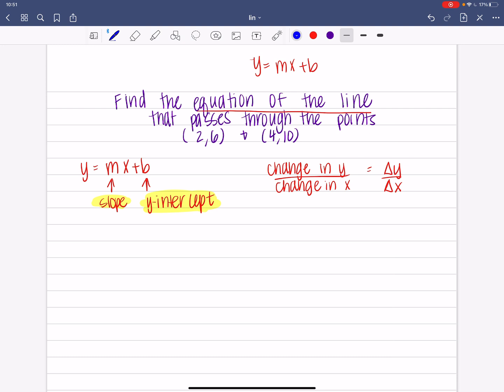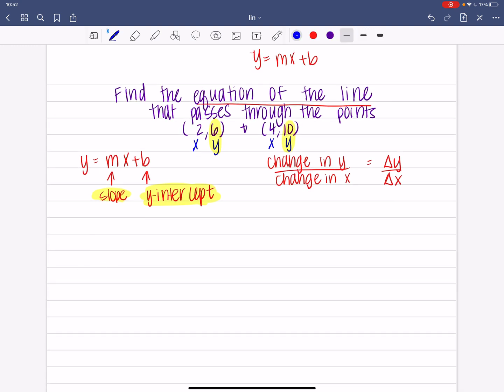What I always do is label x, y, x, y, just so I know what number belongs with what group. My first assignment is the change in y, so I'm looking at only y values. I'm going to start out by doing 10, take away, because change means subtract, 6. Now I should have written this to remind you: we're doing change in y over change in x. So I'm going to do 10 minus 6, those are my y values, over, now I'm focusing on x values, the 4 and the 2, 4 minus 2.